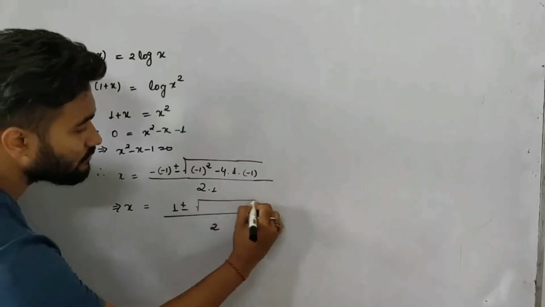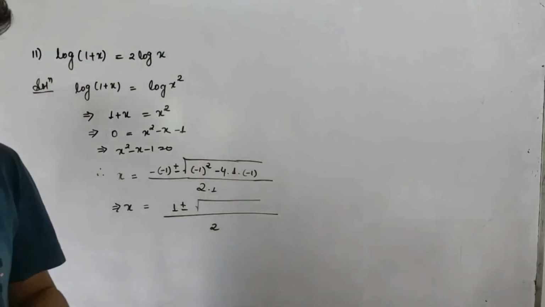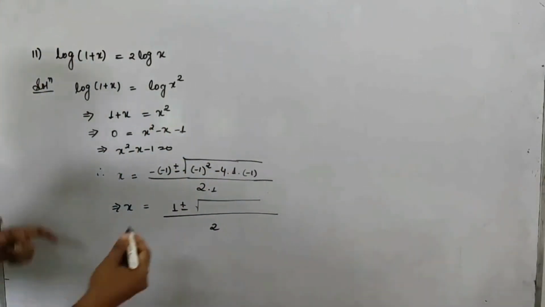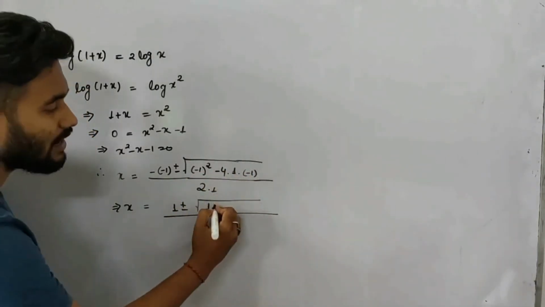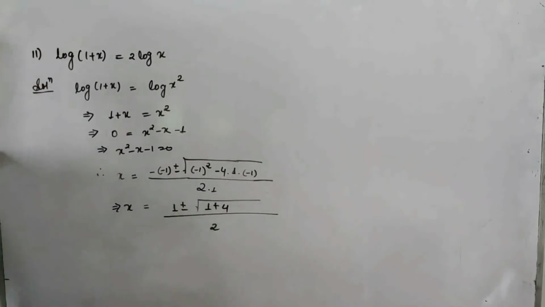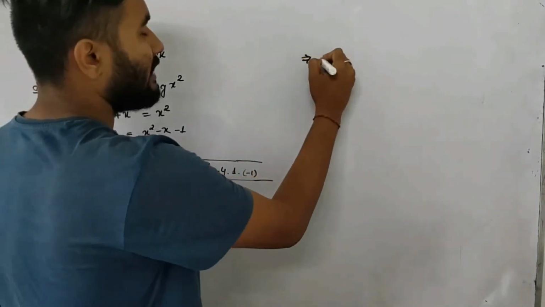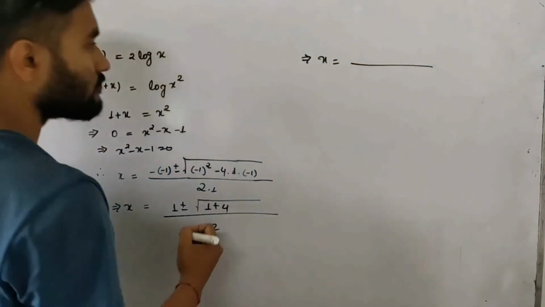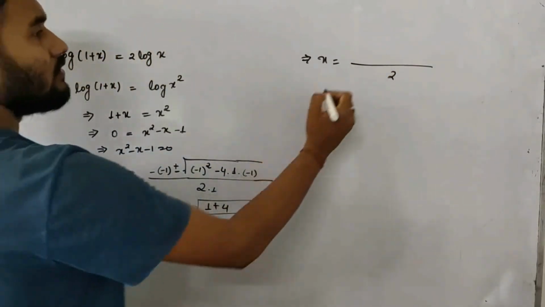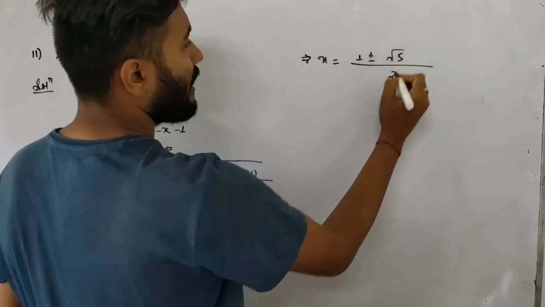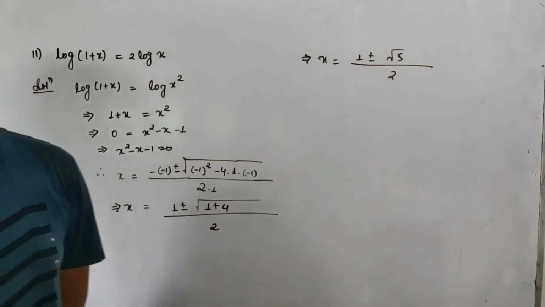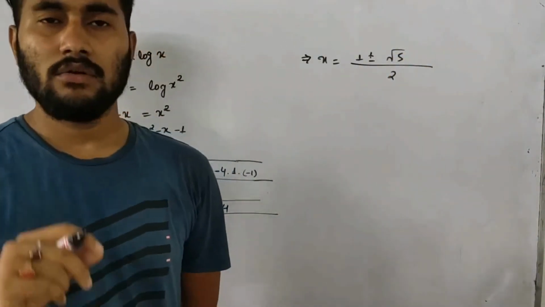So root over, what is minus 1 square? Minus 1 square will be very simple, 1. You can solve this one by yourself also. Plus 4 times 1 is what? 4. So keep on solving, which implies x will be equal to 2, 1 plus minus, what is 4 plus 1? Root over 5. So see, quadratic equation or quadratic polynomial, what is the degree?